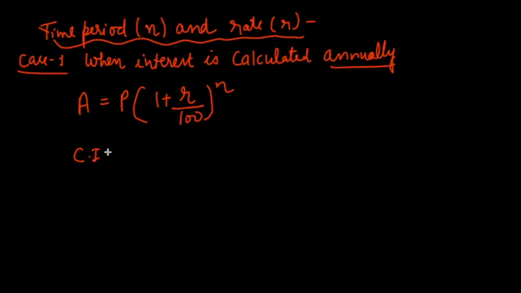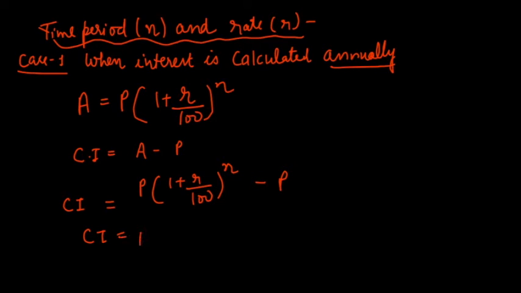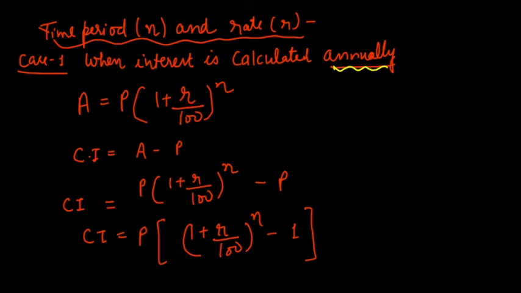And compound interest will be how much? Amount minus principal, right? If I place the value of amount here, what will it be? P into 1 plus r upon 100 raised to the power n, and this minus P as it is, right? And we can take P as common. In many books you will get the formula like this. So there is nothing to worry, they have just taken principal as common and solved it like this to calculate the compound interest. So we can do it directly also in any question if you have to calculate the compound interest. The important thing here is to note it down when you are calculating the compound interest annually.